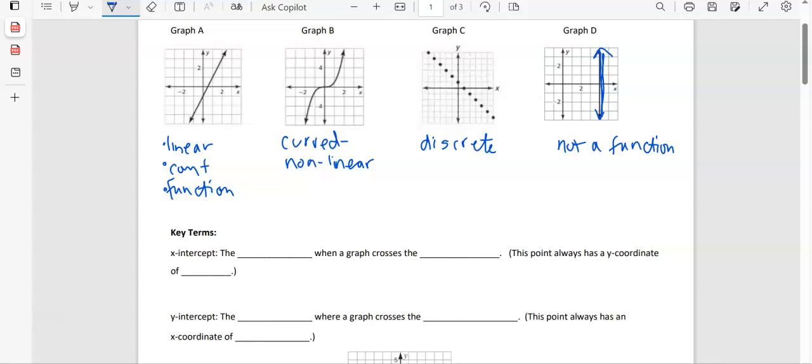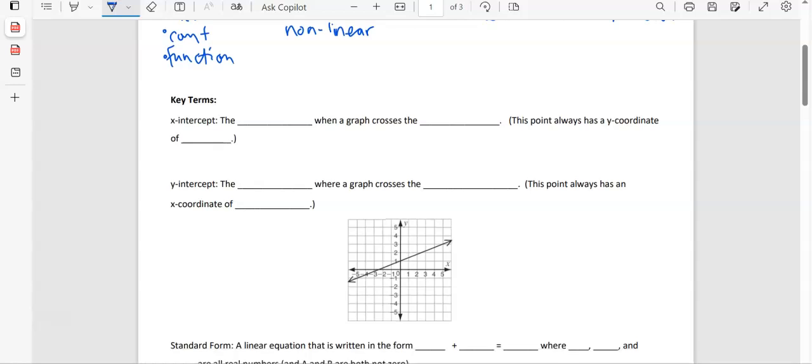So let's get into our discussion of intercepts. When I think of the word intercept, I think of intersect. And what am I intersecting? I'm intersecting the x or the y axis. So the x-intercept is the point where a graph crosses the x-axis or intersects it. So here's our x-axis down here, and this point right here, that is our x-intercept.